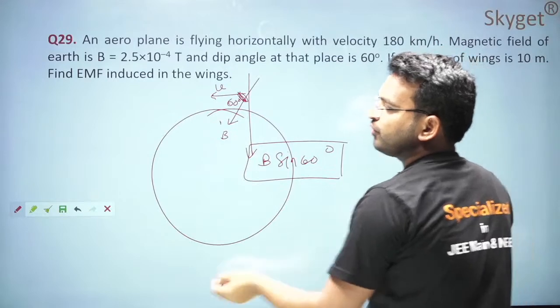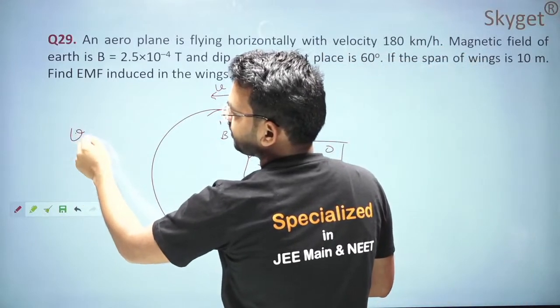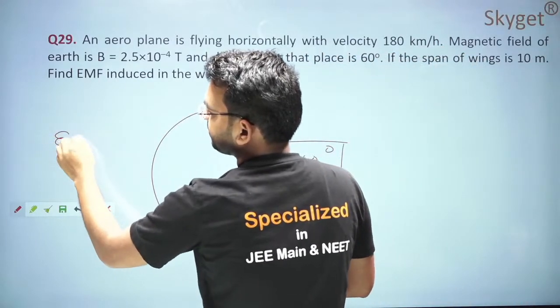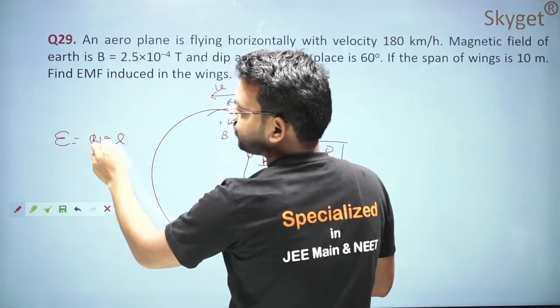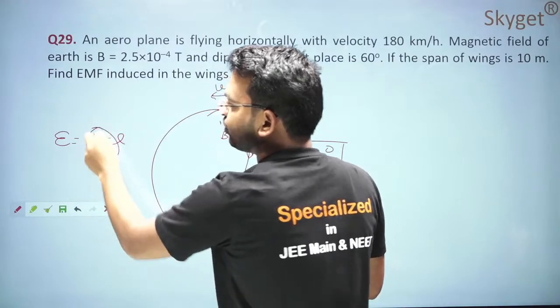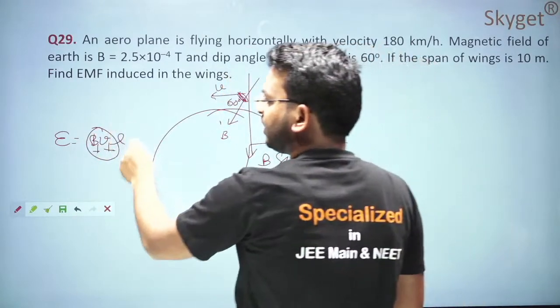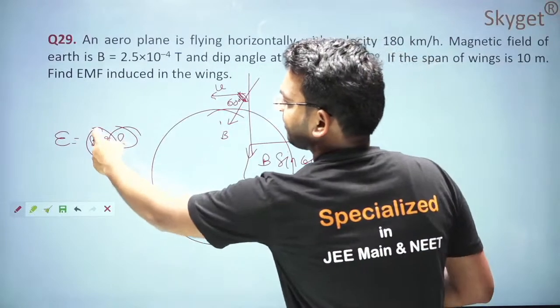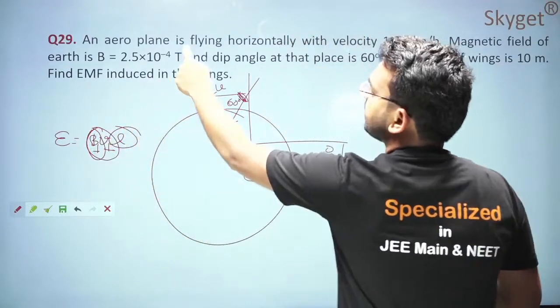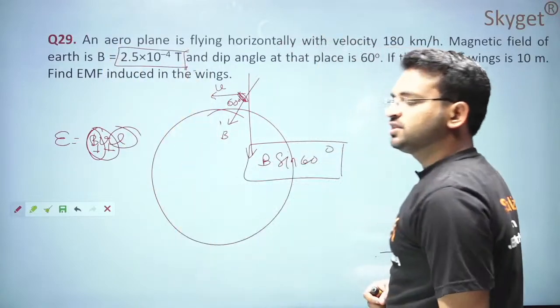And what is the formula for motional EMF? Motional EMF is given by VBL. Remember that the velocity and magnetic field have to be perpendicular to each other, and L is the length of the conductor. Here the magnetic field is already given; you use the component that is sine 60.